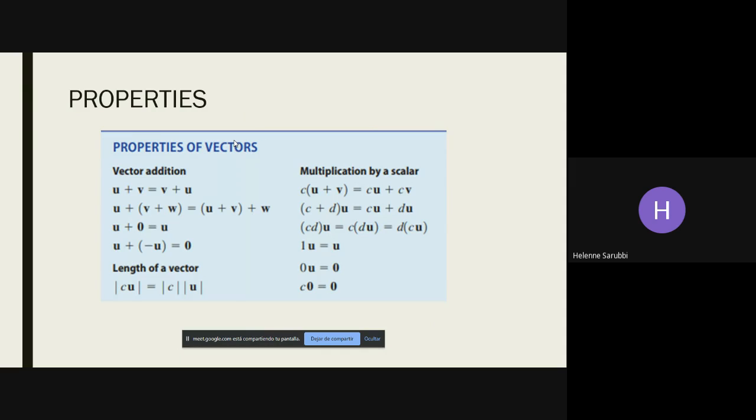Here I want to show you some properties. I didn't do any exercise here because I thought it would be too boring for you, and it would also take a lot of time. So I just left some properties here. In the case of multiplication by a scalar, the scalar is just a number, as I mentioned before, so it can be any number.